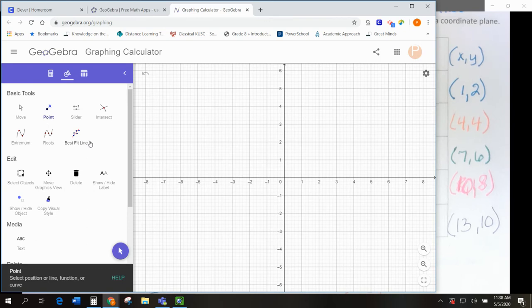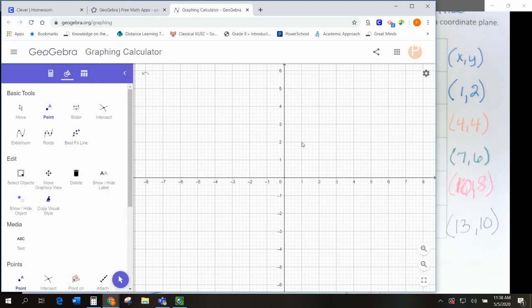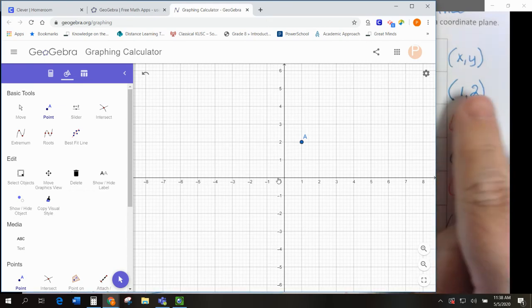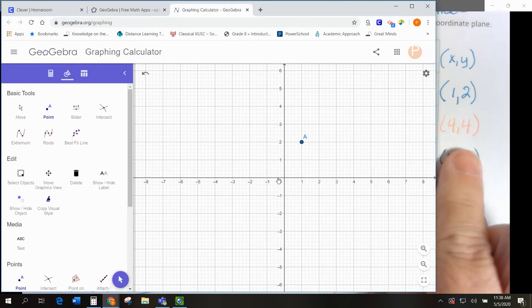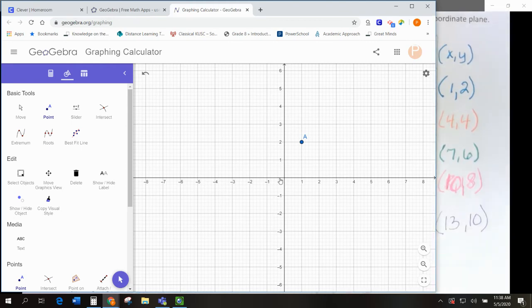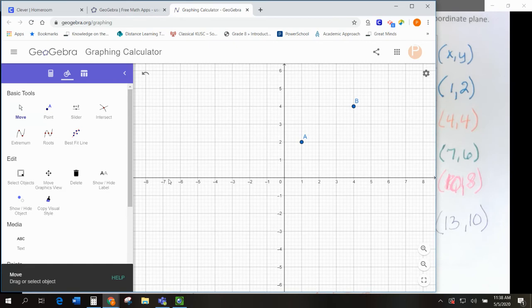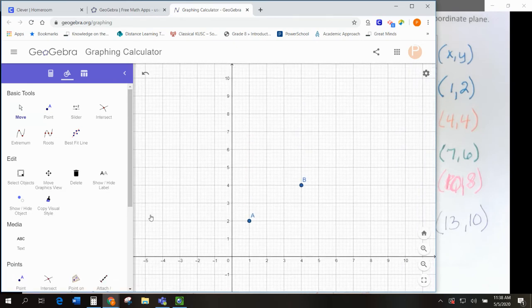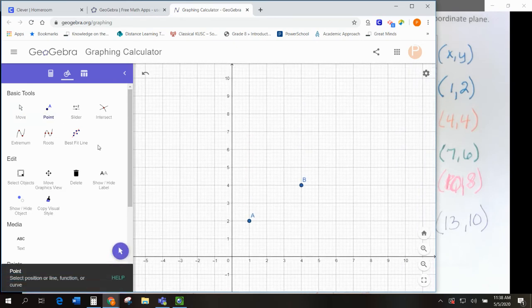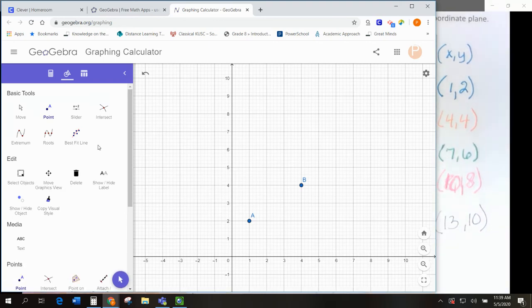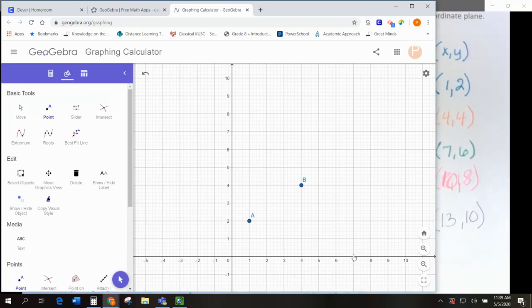Our first point is going to be 1, 2. Starting at 0, we go over 1, up 2, and we're going to put a point there. Our next point is 4, 4. So we're going to start at 0, go over 4, up 4, and put a point there. And click on Move so I can move this down like this. Go back to my points. Our next one is 7, 6. So I'm going to go over 7 and up to 6.